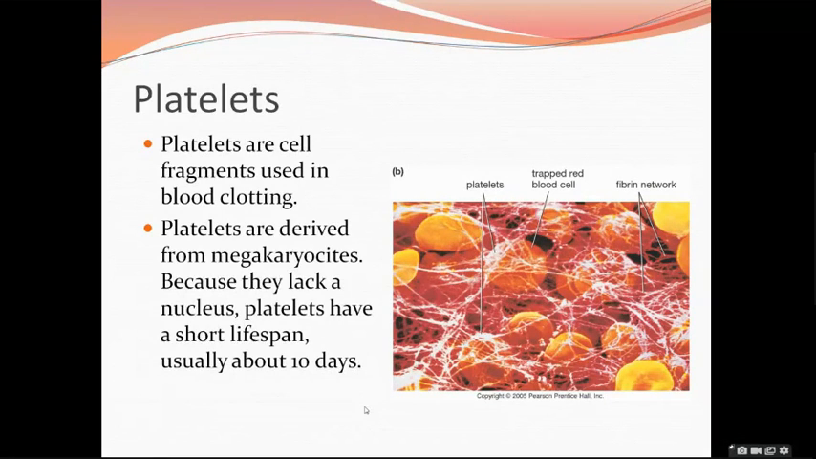Now, when we talk about the size, they are very small and they are derived from the megakaryocytes. They lack a nucleus. They have a very short lifespan, approximately 10 days. But when we talk about the thrombocytes, they have clear cytoplasm and a round or oval nucleus.